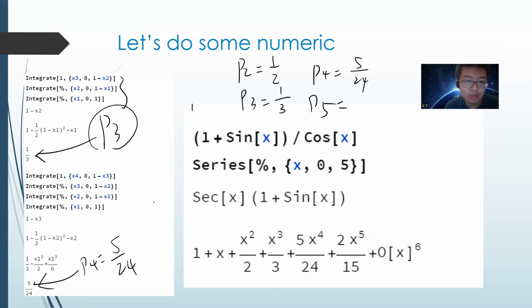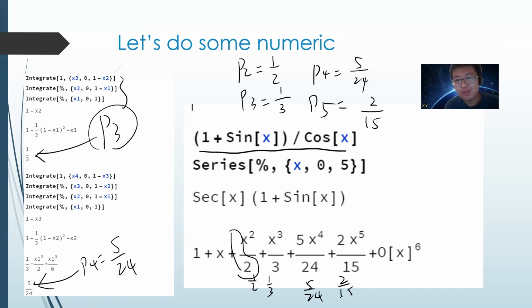And then you can easily compute P5. But what the hell is going on, right? If you compute P5, you get 2 divided by 15. And if you do the Taylor expansion of (1 + sin x) divided by cos x, you will see that this is a half, 1 divided by 3, 5 divided by 24, 2 divided by 15. So if you have some intuition, you might guess that the Taylor expansion of (1 + sin x) divided by cos x will give you the probability. So the problem is, why is this?